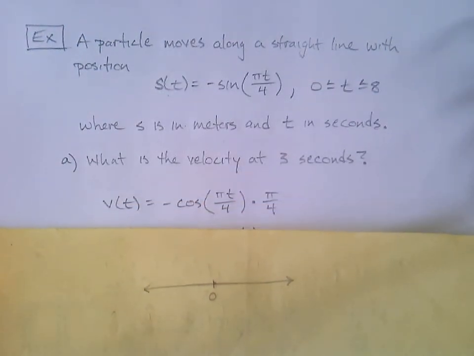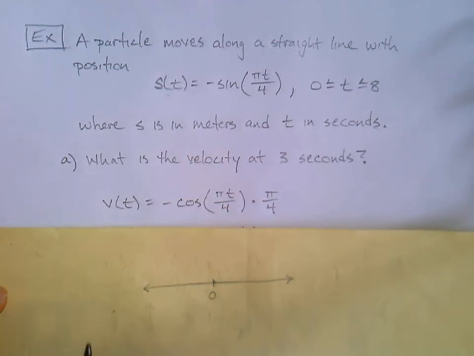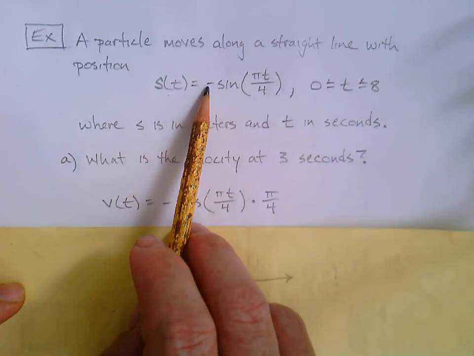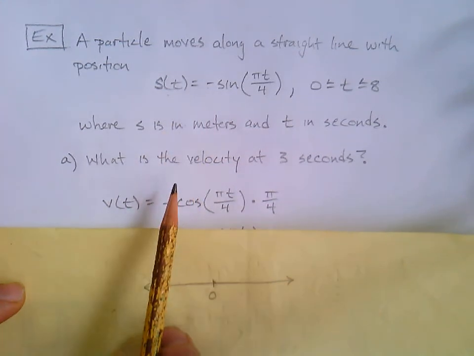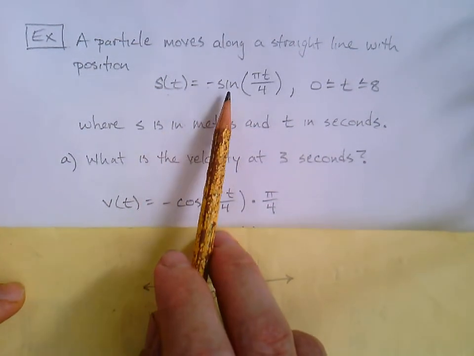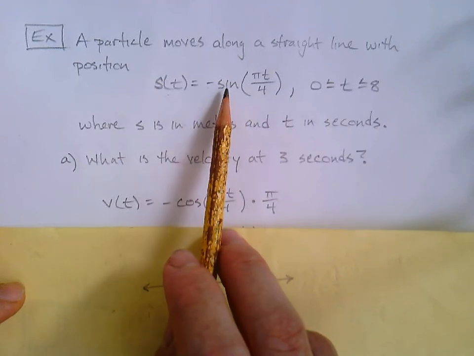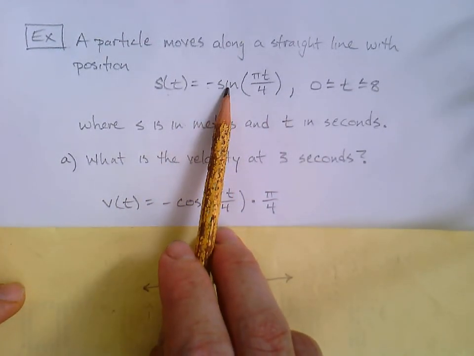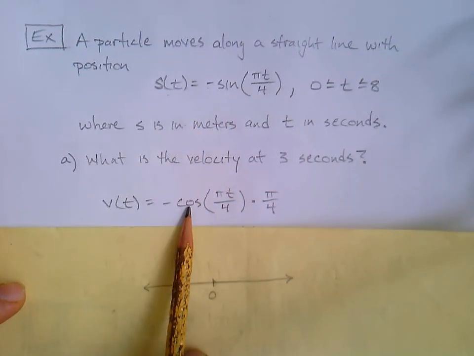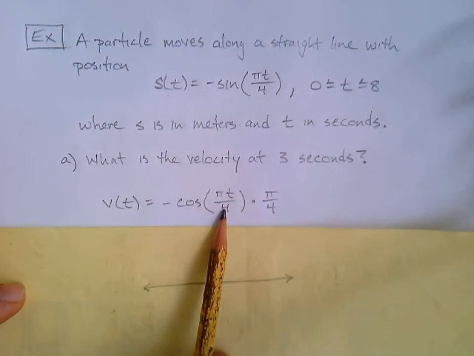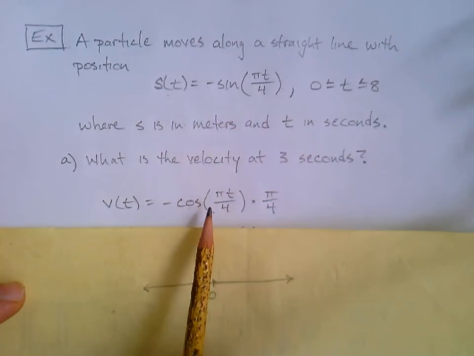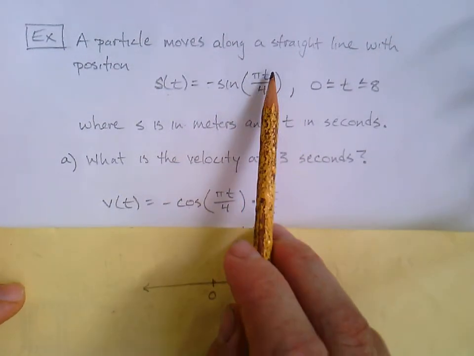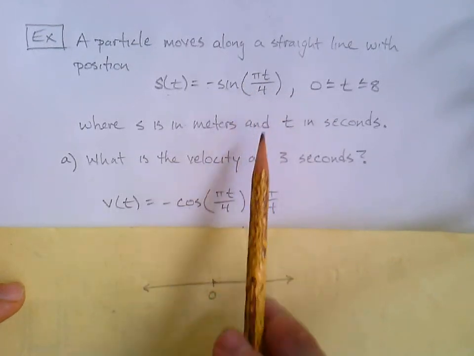So here's the derivative. Let's talk through it. The negative is like a constant multiple, so that negative just carries along. Then we've got a chain rule, right? So we've got an outside and an inside. The derivative of the outside, the sine, is cosine. And for the time being, we just copy the inside function. Then we multiply by the derivative of the inside, and that's pi over 4.